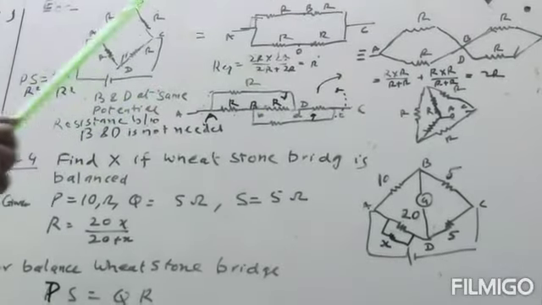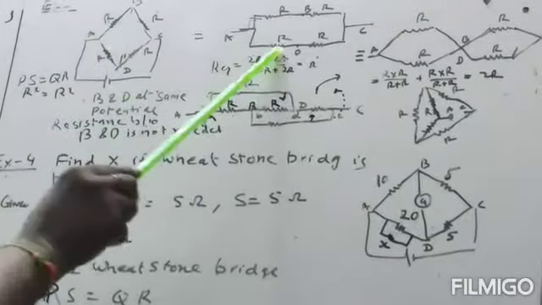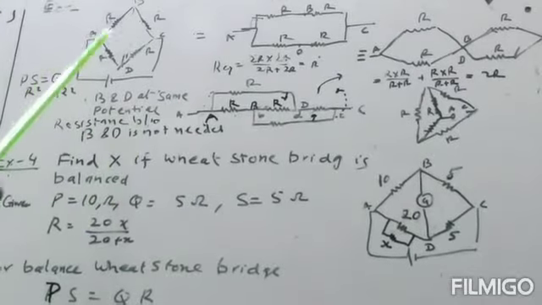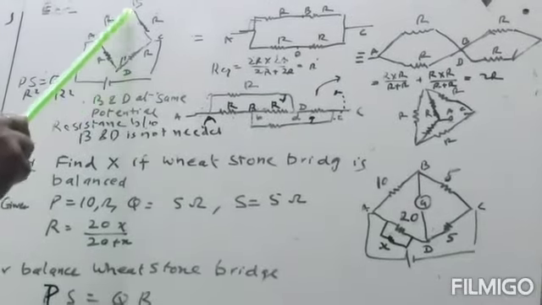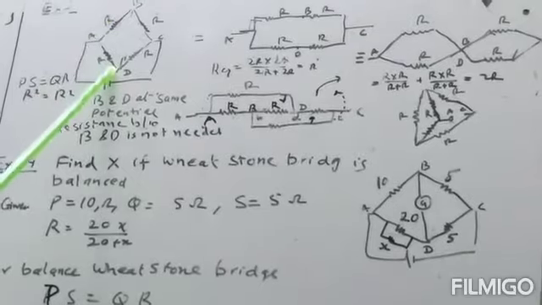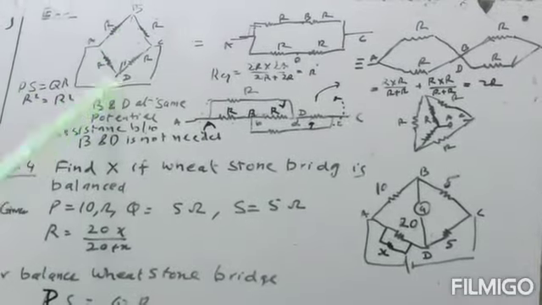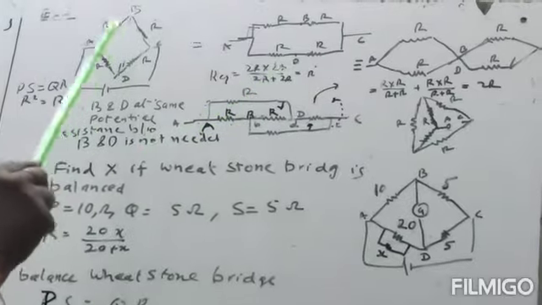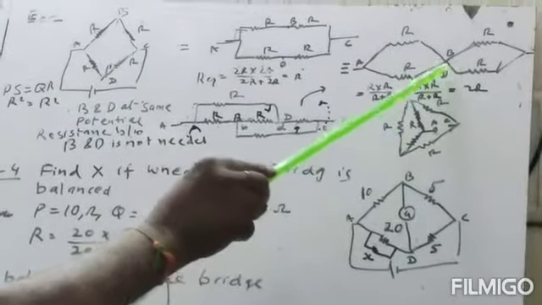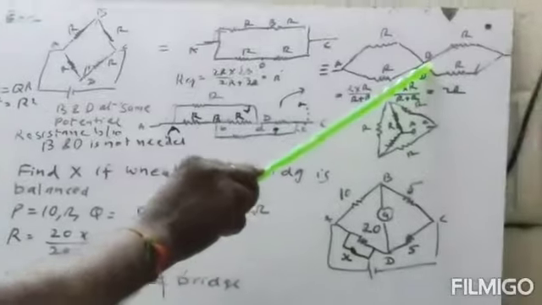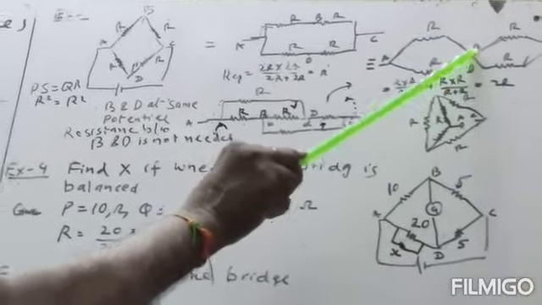Now I give a similar circuit for this Wheatstone bridge. Here, B and D are not connected, or the potential difference between B and D is 0. So we can also write this circuit like this. Here B and D coincide, so the current here is 0.